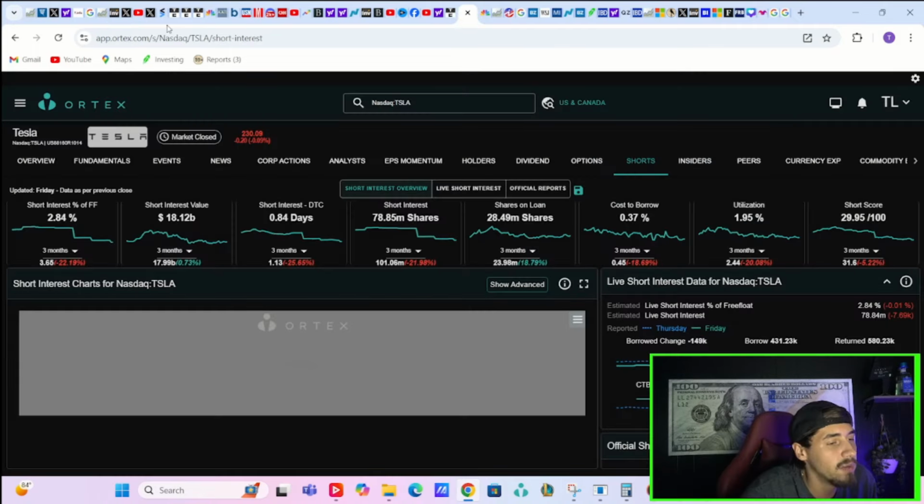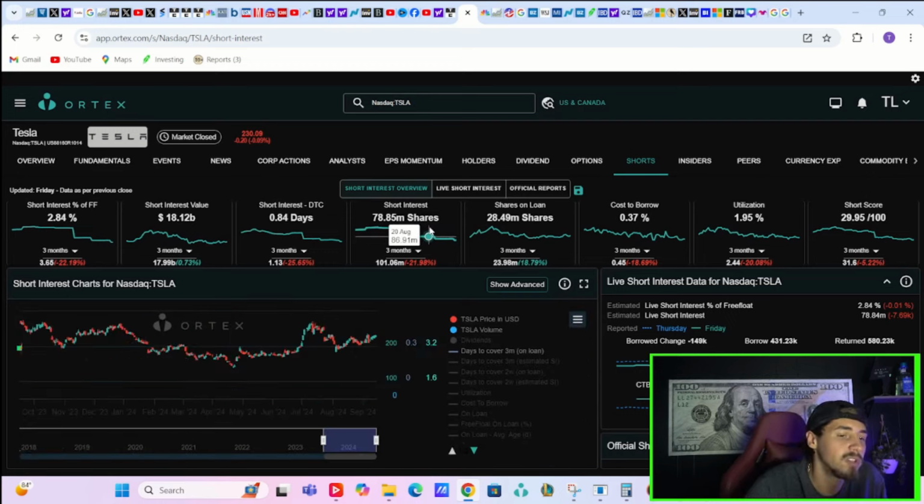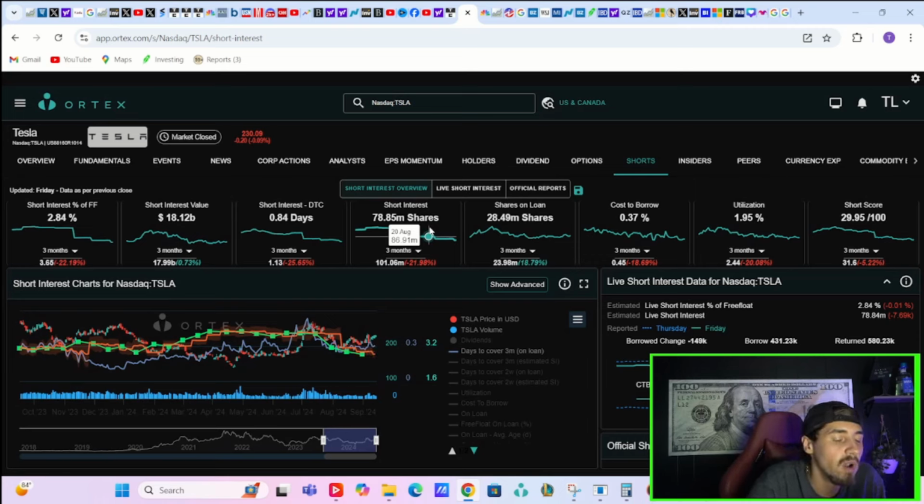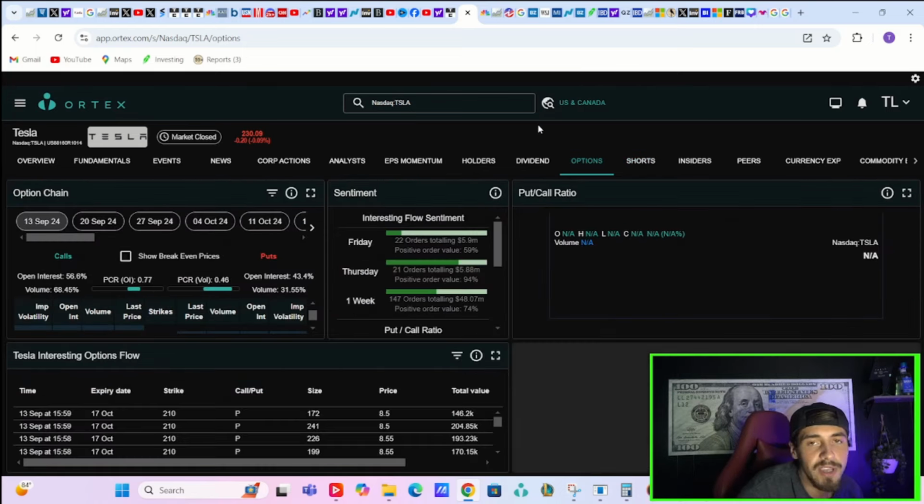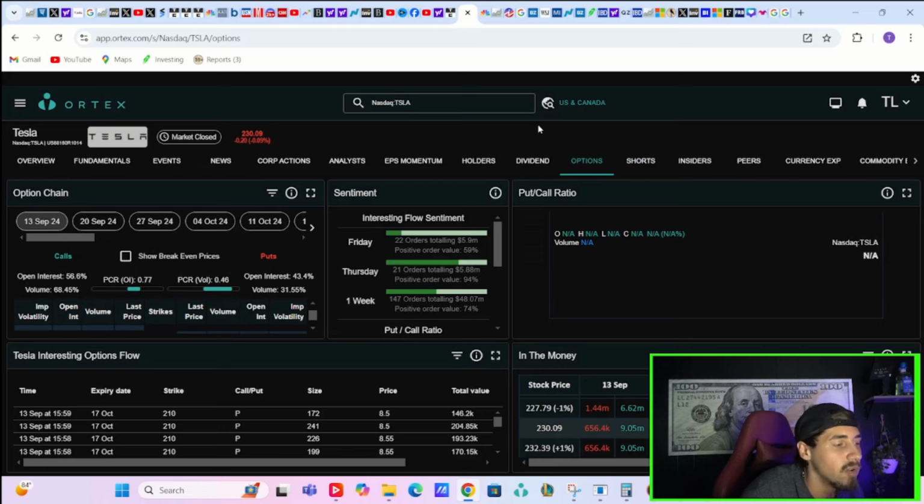With that said, Tesla's short interest of free float continues to fall to 2.84%. You have $18.12 billion currently sold short in Tesla stock, totaling 78.85 million shares. On Friday, you had returned shares of 580,000 and borrowed shares of 431,000. That means on net, about 150,000 shares were actually covered on Friday. That seems to be a trend of big money covering their short positions in Tesla, reducing their short positioning, probably because of the Robotaxi event coming on October 10th.